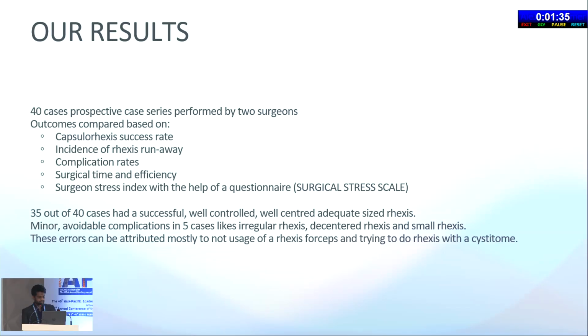We ran a small study. We have only 2 surgeons in our center, so it's just a 40-case study. Our outcomes are based on capsulorhexis success rate, incidence of rhexis runaway, complication rates, surgical time and efficiency, and the surgeon stress index with the help of a small questionnaire called the State-Trait Anxiety Inventory. 35 of the cases had a well-centered, adequately sized rhexis. Minor complications were faced because of using the routine cystotome rather than the Utrata forceps, which might have made it a little more comfortable.